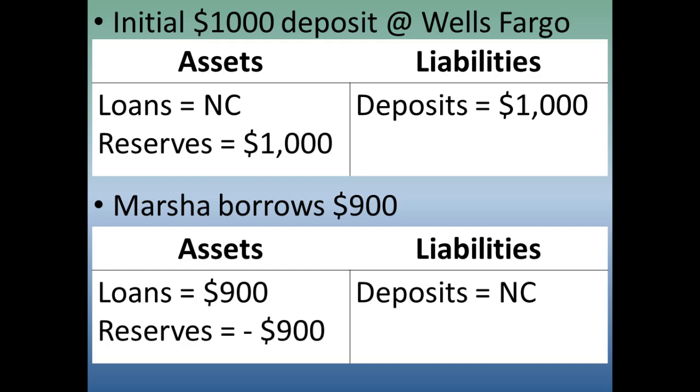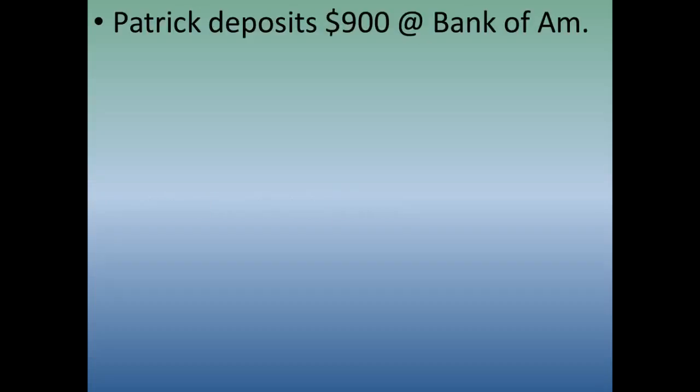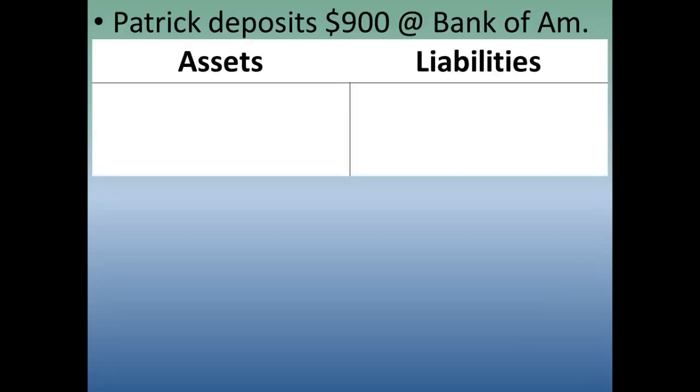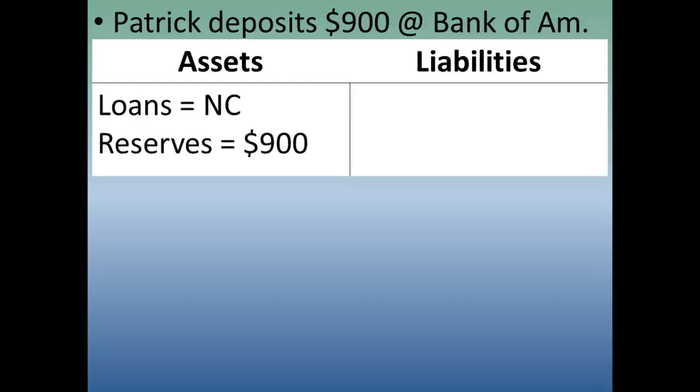Well, we can pretend that Marcia takes that $900 and goes to Patrick's Patios and buys a nice patio set, spends $900 on it. When she does that, Patrick's going to deposit the $900 he receives from her at his bank, say Bank of America. And when Patrick does that, we see that at Bank of America, on their T account, there's no change in loans, but there is an increase in reserves of $900.